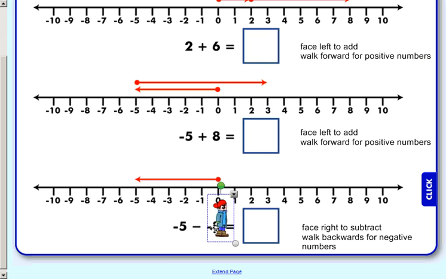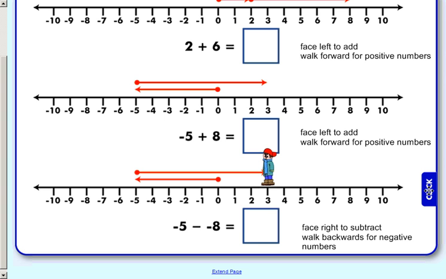Now we come down to this problem. He is at -5. But this time it's a subtraction problem, so we need to flip him. He's going to be facing the other way. And he's going to walk backwards for negative numbers. He's going to be subtracting a -8. He walks forward for positive numbers, backwards for negative numbers. So he's going to walk backwards. Let's get him moving here. 1, 2, 3, 4, 5, 6, 7, 8. And where did he end up? At a positive 3.